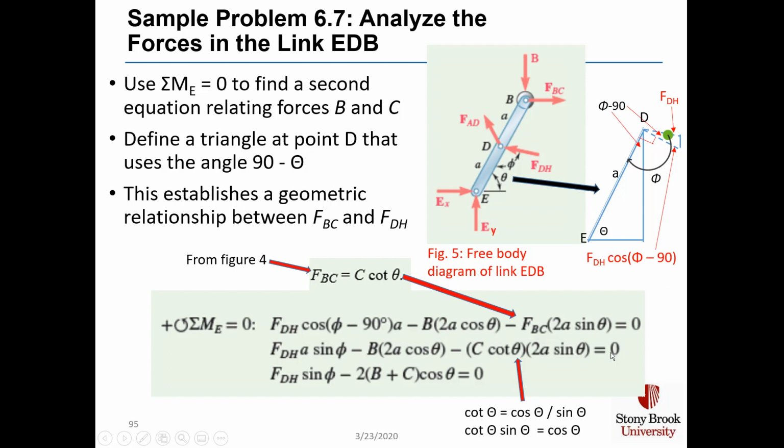And then we do one more trick. We know that the cotangent of theta times the sine of theta is actually the cosine of theta. And by combining these two terms here, we get this simplified equation, F sub DH sine phi minus 2 times the sum of B plus C times cosine theta equals 0. And that is our second equation relating forces B and C, but of course it also has the term F sub DH.